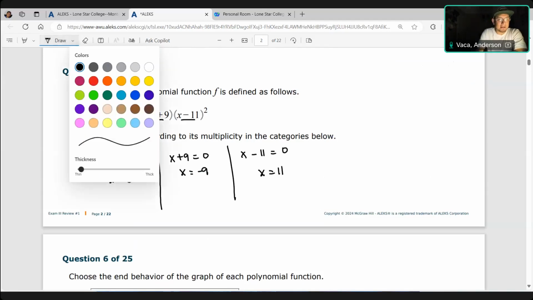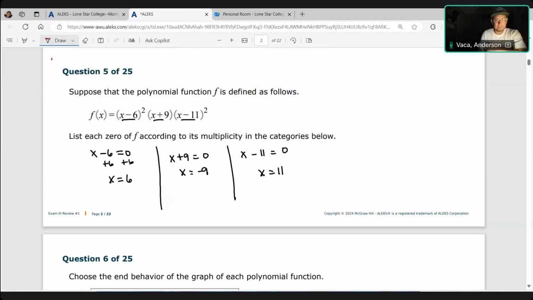Let me use a different color now. You notice how this particular binomial, or let's call it a factor, factor 1, factor 2, factor 3. It was broken up into factors, and this particular factor is being raised to the second power. So that means that the zero, which happens to be 6, has multiplicity 2.